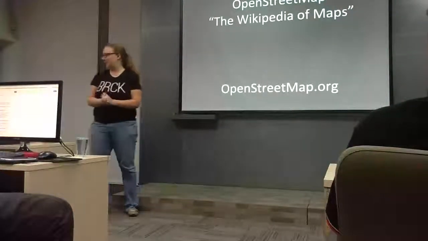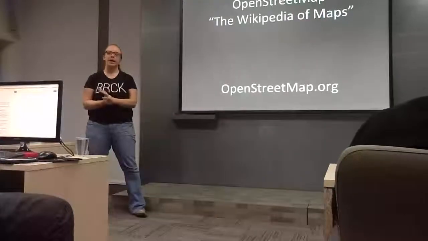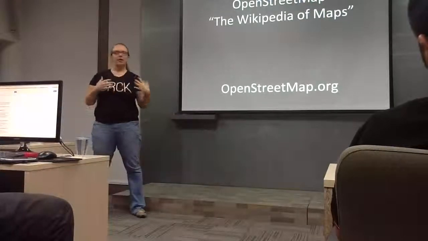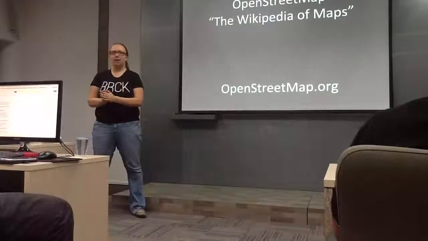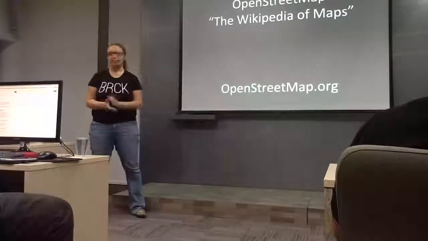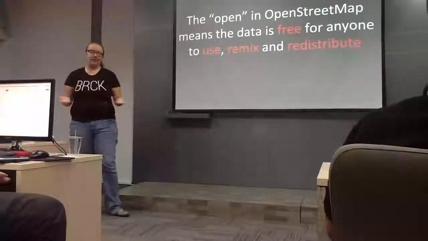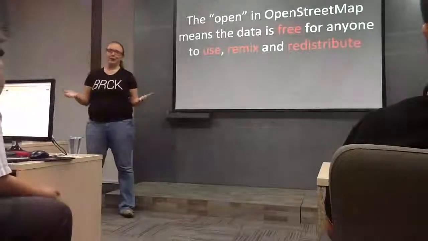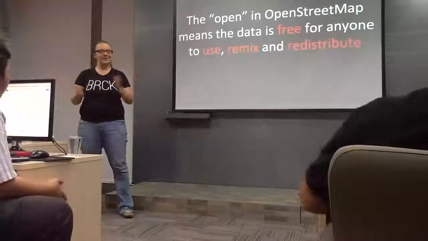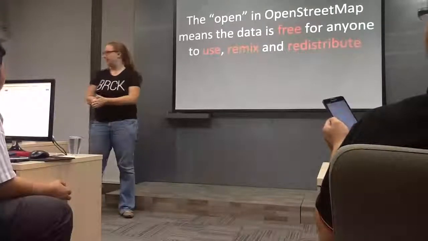So in comes OpenStreetMap, the Wikipedia of maps. Just like Wikipedia, anyone with an account can log in, add information, fix mistakes, and contribute information. To developers, most of you are probably fairly familiar: open data, very similar to open source, that you're free to use, distribute, and remix.